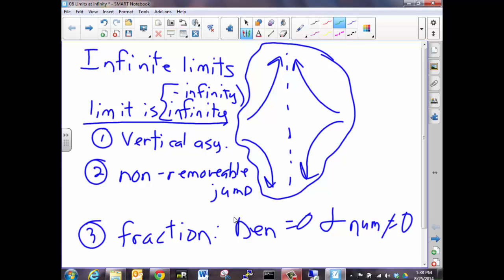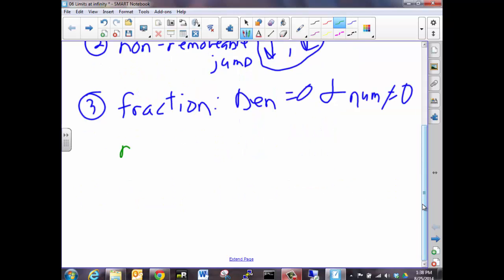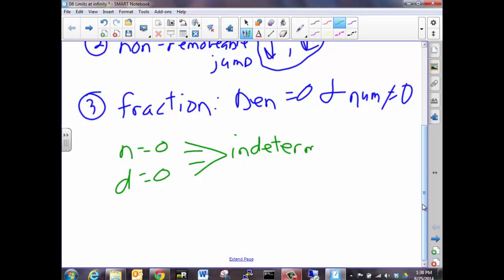To me, this is the trickiest part, and in looking at some of your homework, this is what stumbled a couple of you. What happens if the denominator is 0 and the numerator is 0 at a point? That gives us indeterminate form, okay? So when we've got the numerator equal to 0 and the denominator equals 0, that gives us indeterminate form. So what does that mean we need to do? We need to do some factoring. We need to do some simplifying, which is usually going to be factoring.